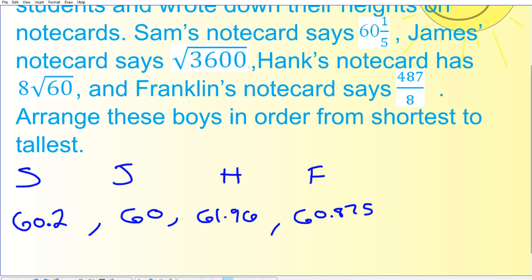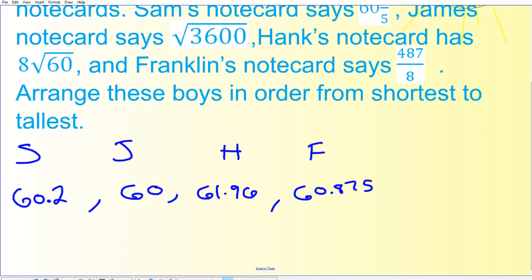All right, so I have these here. We're trying to put them in order from the shortest to the tallest. The ones that have a whole number of 60 out front will be the shortest ones. Hank is automatically the tallest. So I'm going to put Hank last. I know Hank is the tallest.